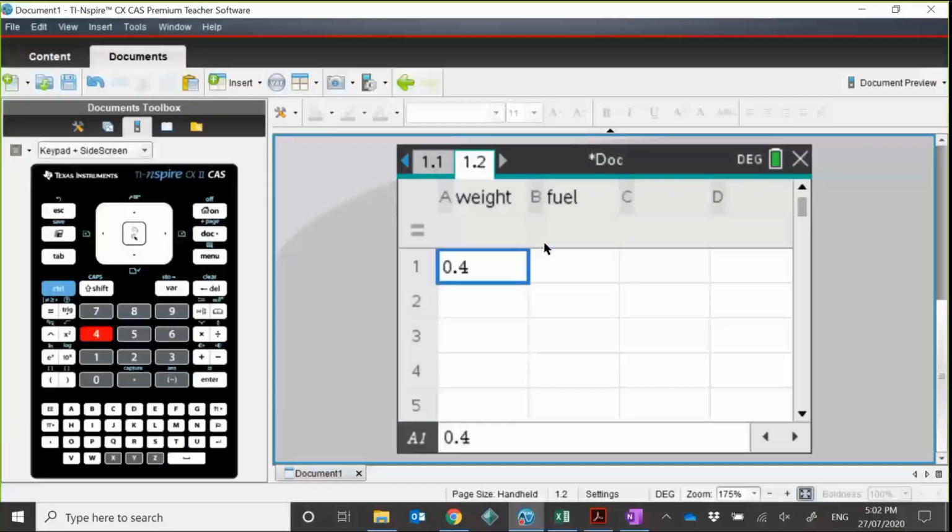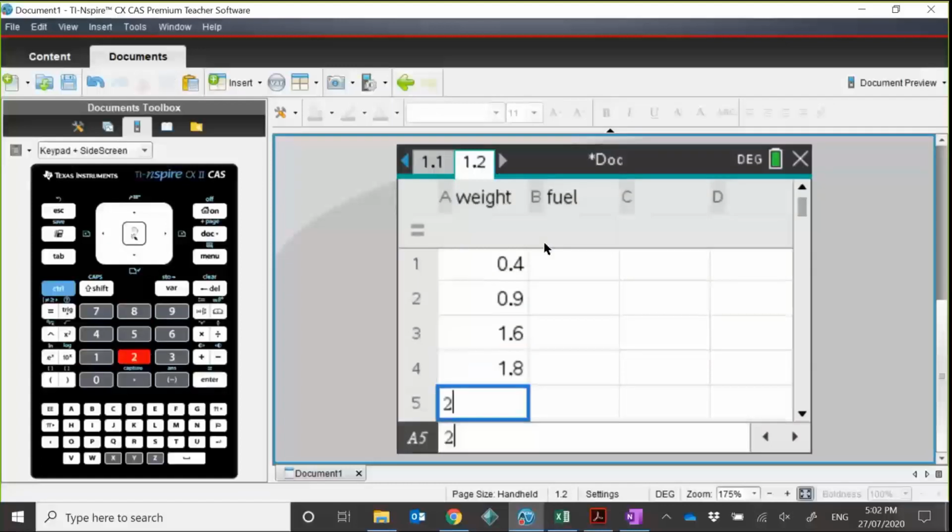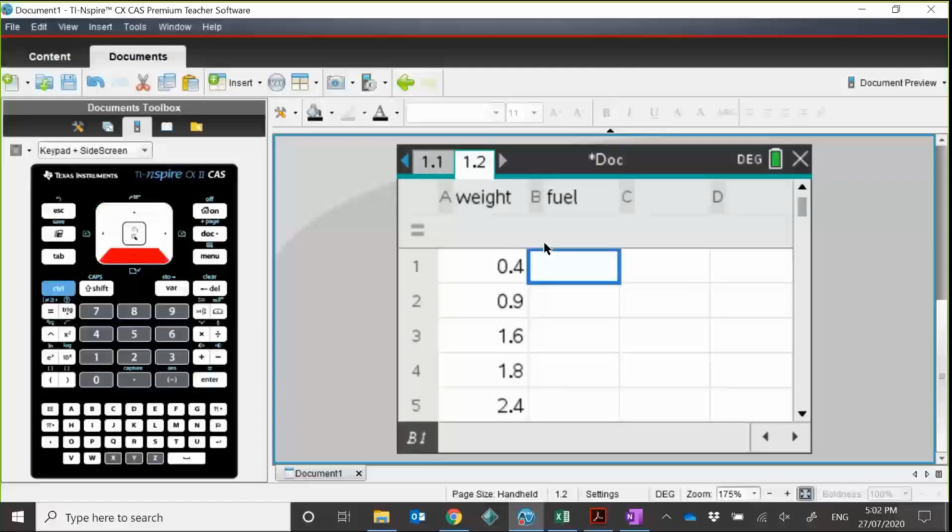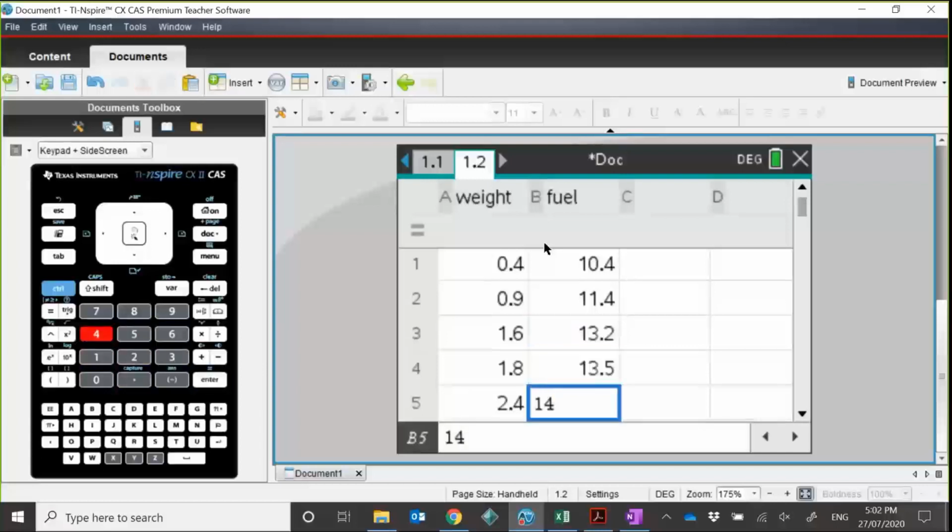So 0.4, 0.9, 1.6, 1.8, and 2.4. And the corresponding fuel numbers, we had 10.4, 11.4, 13.2, 13.5, and 14.7. We've now got our data entered into the spreadsheet.